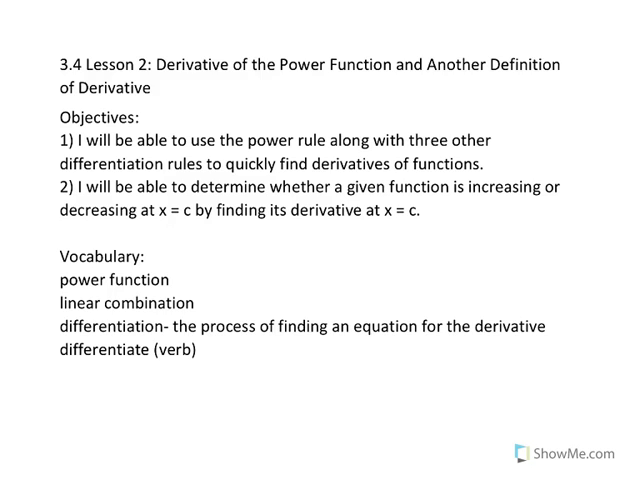Now we'd like to take a look at objective 2. But before we look at objective 2, let's take a look at vocabulary that we used in objective 1. We had power function, and for the derivative of a power function, we can find that by using the power rule. And we looked at linear combinations, which are basically addition or subtraction of functions. Differentiation is the process of finding an equation for the derivative. To differentiate is a verb. So now we will go ahead and take a look at objective 2.